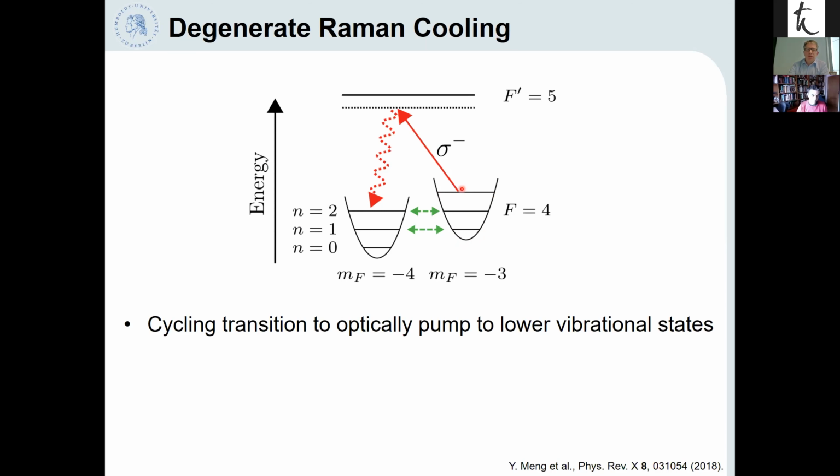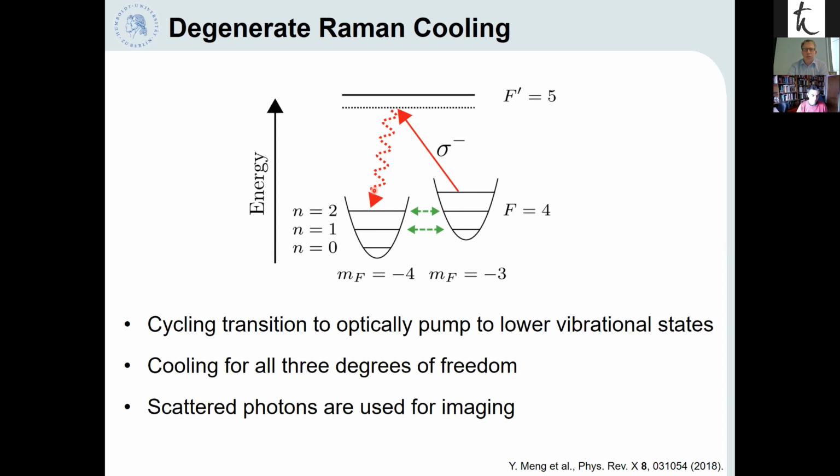And so by driving a cycling transition where you're scattering light without changing the vibrational state and then pump back to a state with one quantum of vibration less, you can actually continuously scatter light and still cool all 3 degrees of freedom, and use the scattered photons for imaging. And we actually, in another work, showed that this scheme allows you to perform near ground state cooling of the atoms in all 3 dimensions.